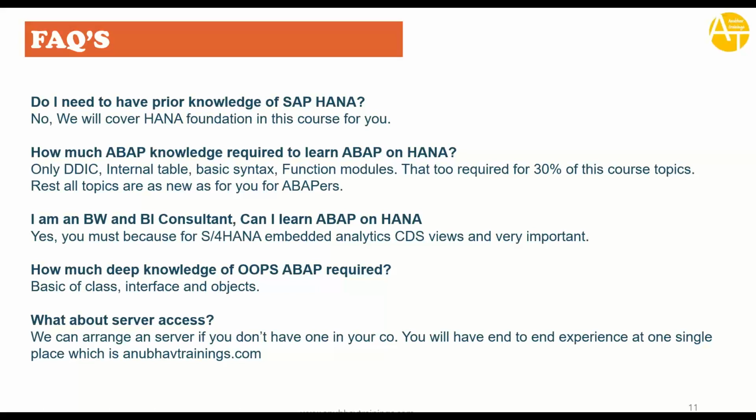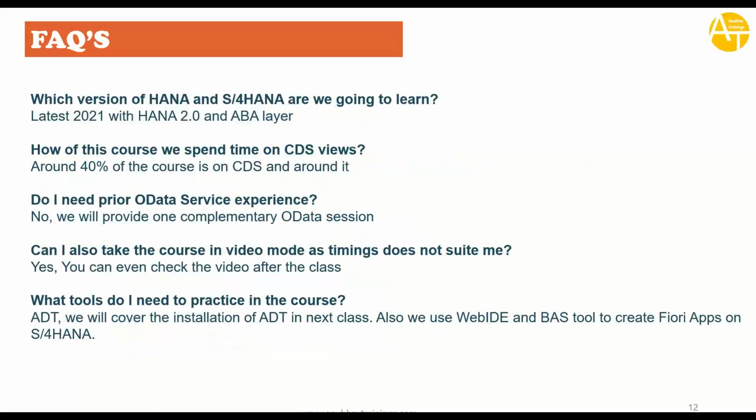So even if you don't have a system, you are a freelancer consultant or a contractor working in Canada, US, no worries. We have also provisioning done for you where you can get the server access from us, and it will work without too many technical problems or technical configuration. Okay, which version of S4HANA and HANA are we going to use and learn? So we will use the latest 2021 version of S4HANA and HANA 2.0 with ABAP layer. That's the system we are going to use.